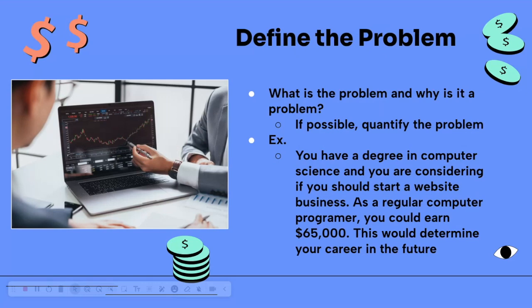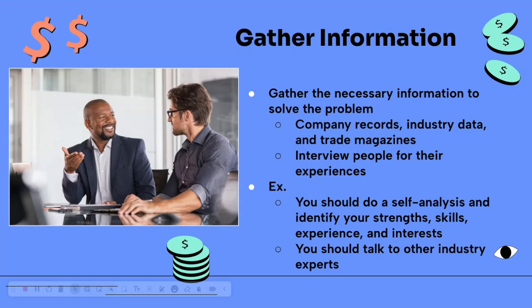So this just shows that the problem-solving model does not only apply to business, but could also apply to something like your day-to-day life as well, which is why it applies for everyone. And as you noticed, they quantified the problem, they included the amount of money they'd earn as a computer programmer, and showed the conflict it has with whether you should start your own business or be a regular worker. So the next step is gathering information.